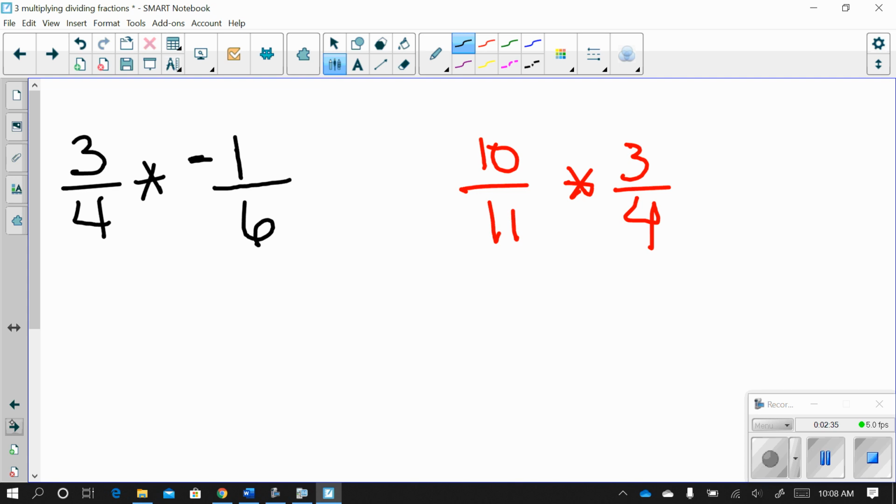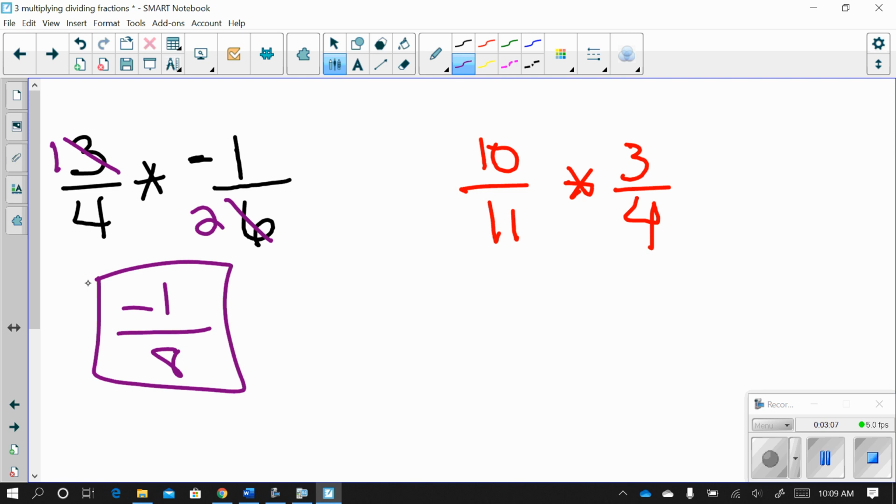Your turn. Please pause the video and try these two problems. Okay, so the first problem, I'm going to see if I can cross-cancel. If I look here, oh, 3 and 6. 3 is in common. How many times does 3 go into 3? Once. How many times does 3 go into 6? Twice. Okay, if I look at my other diagonal, 1 and 4, can't do anything there. So we've reduced as much as possible. What's 1 times negative 1? Negative 1. 4 times 2 is 8. And look, no reducing at the end.